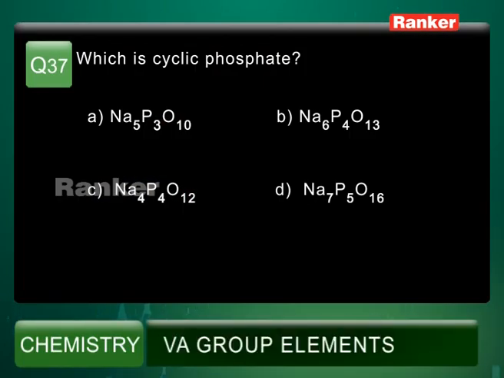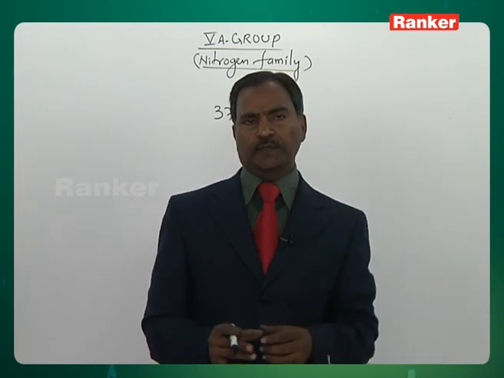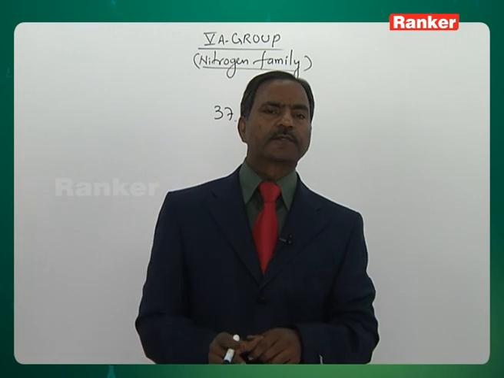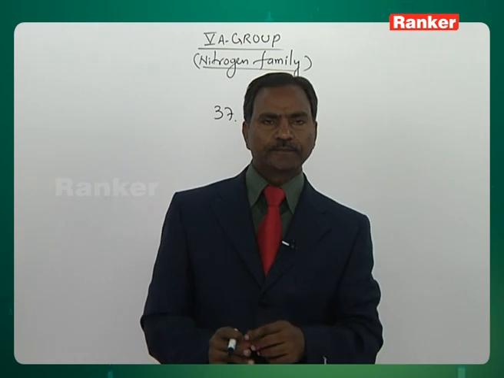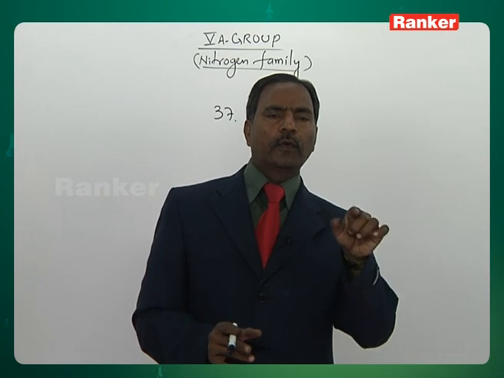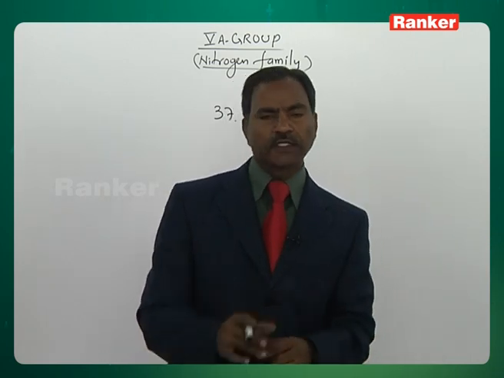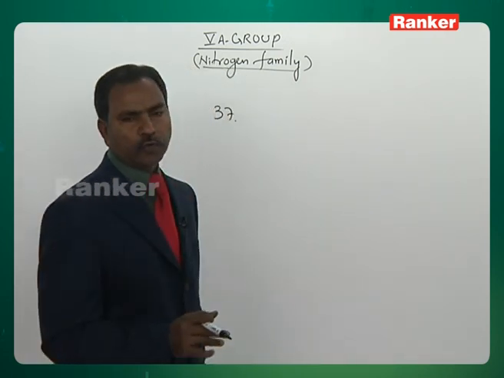Coming to B, Na6P4O13 is there. Next, C, Na4P4O12, and D, Na7P5O16. Among these given answers, how to identify which is a cyclic phosphate? See, wherever the number of phosphorus atoms and the number of sodium atoms are the same, that is cyclic. Why? The phosphorus atom is linked to a sodium atom through oxygen, P-O-Na bond is there. Therefore, 37 answer C, Na4P4O12 is given.